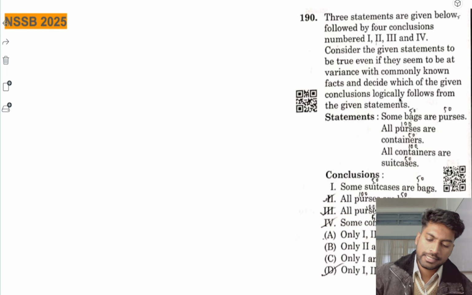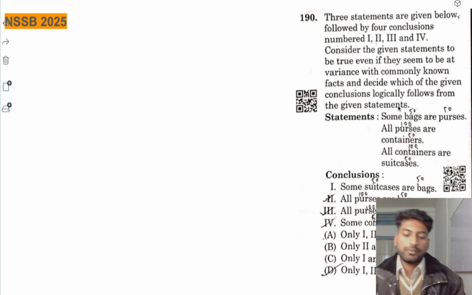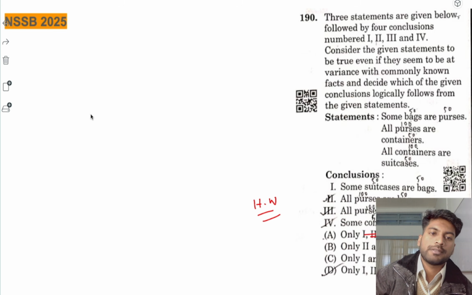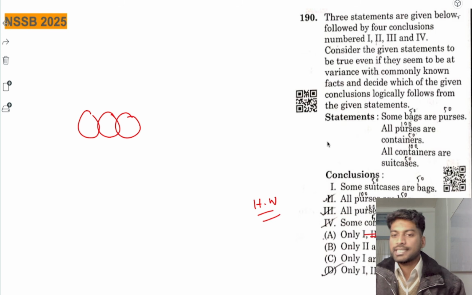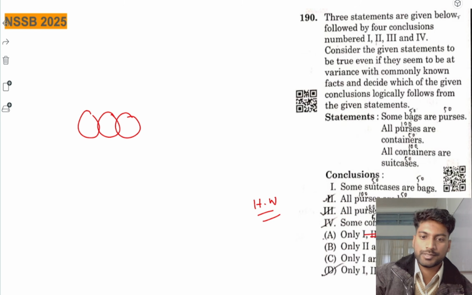Okay, this is a question of syllogism, and I teach syllogism in a different way, the 50 100 method. So I don't want to solve this syllogism, this will be your homework, because some students solve syllogism in the Venn diagram way, but I teach in the 50 100 way. If I have to explain, it will be too difficult to understand, so leave syllogism. Chalo.